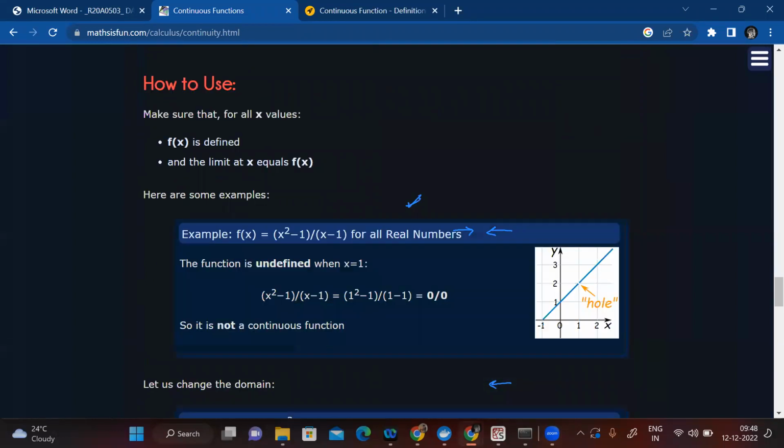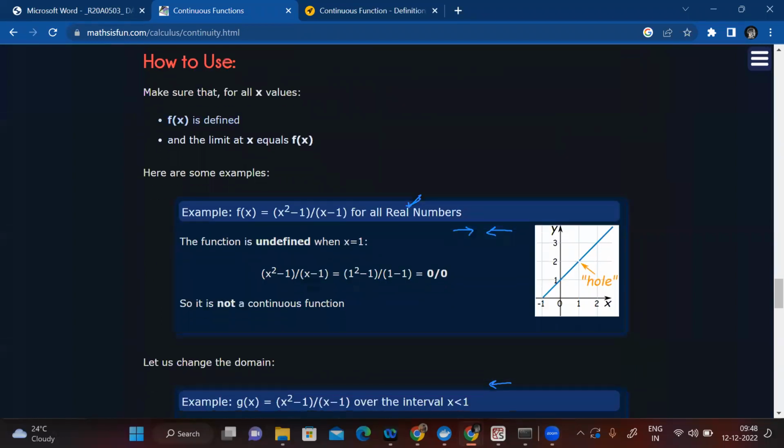For example, let's suppose there is a function f of x equal to x square minus 1 divided by x minus 1. If I say that x belongs to the real numbers, then in that case this function is going to be discontinuous, because it is not defined at the point x equal to 1. So we need to change the domain if we want to make that function continuous.